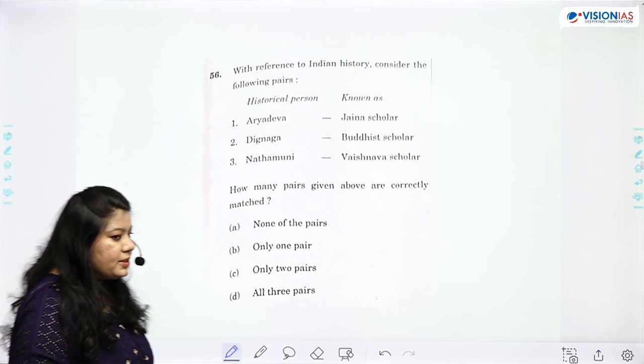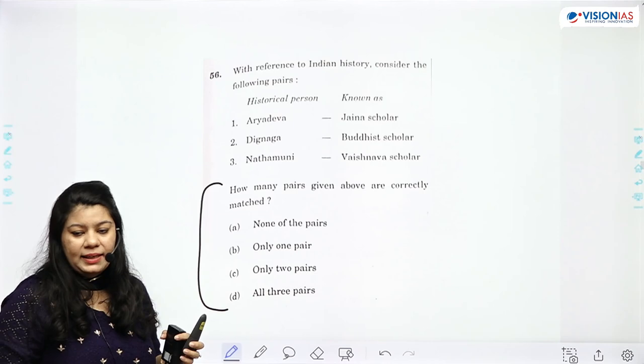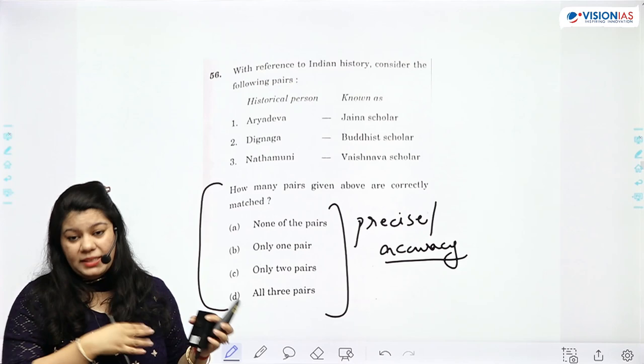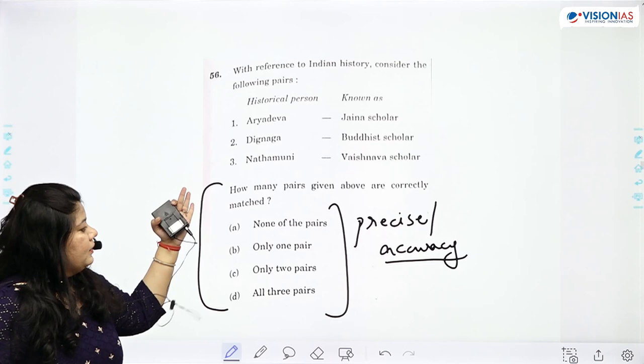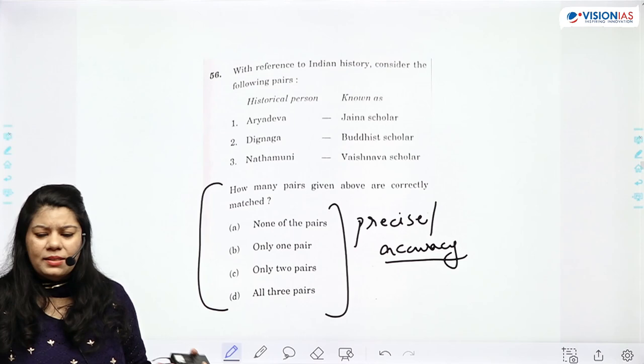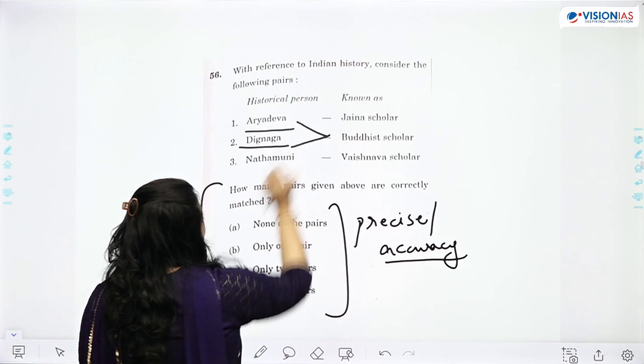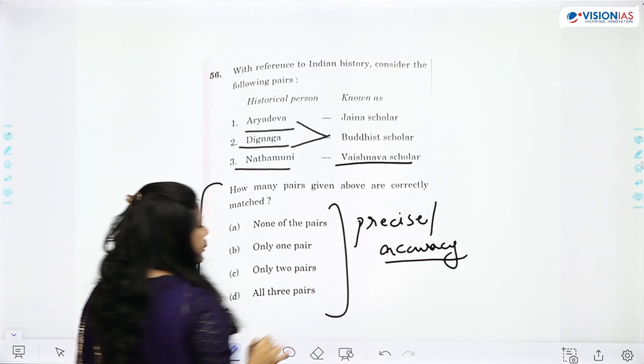Then comes your 56th question, a pair type question which UPSC has asked very differently, and this requires precise understanding and accuracy. In these type of questions, and specifically this section, that is very difficult to achieve, right? And yes, this question is a blend of Buddhist and Jain scholars' knowledge as well as Vaishnav scholars or Alvars, right? Aryadev and Deeg Nag both are Buddhist scholars. Nath Muni is a Vaishnav scholar. So only two pairs are correctly matched.